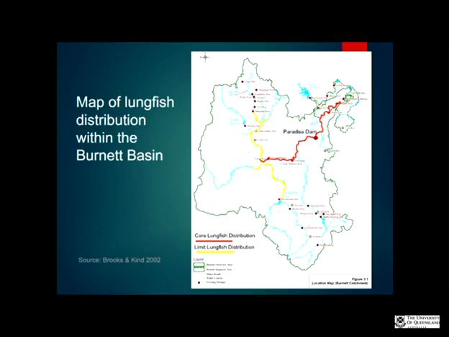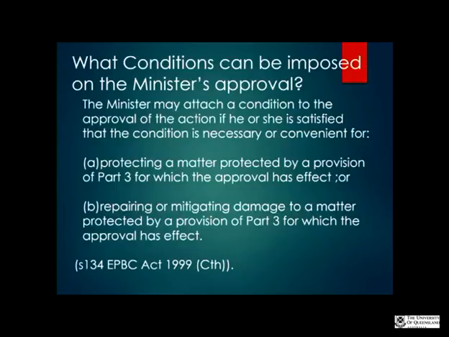So if you have a look, the red line is the core lungfish distribution, and then the yellow line is the limit of the lungfish distribution, and then Paradise Dam is midway up the core lungfish distribution. And the lungfish travels upstream and then it travels downstream, and what was going to be right in the middle of its path? A blooming great dam. So in this case, we'll have a look at the measures that the court and the regulator put in place to deal with the issues, and obviously we'll look at whether or not it was a success.